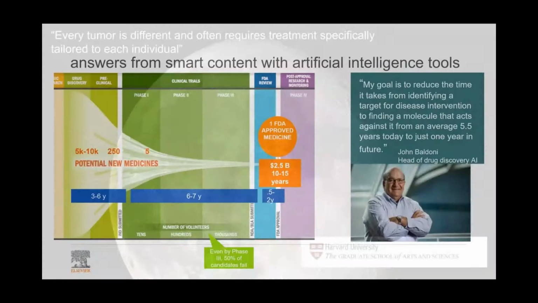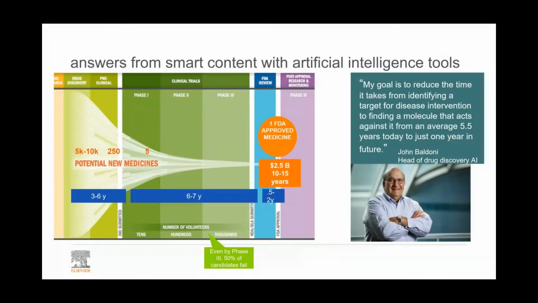And my focus with data science and bringing that to drug discovery is that there's many claims that artificial intelligence and data science can really help improve the performance of drug discovery, and that's something which at Elsevier we're trying to support through our work.